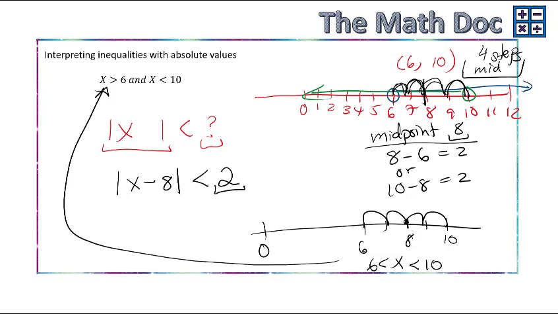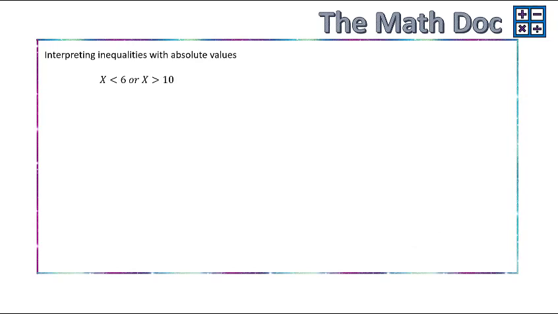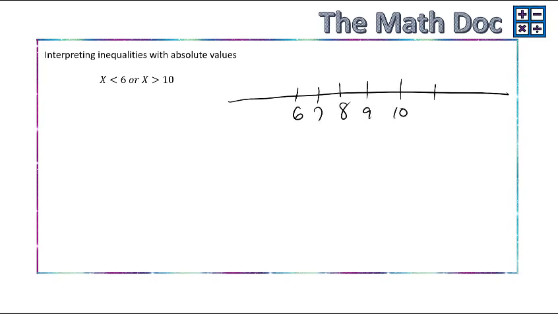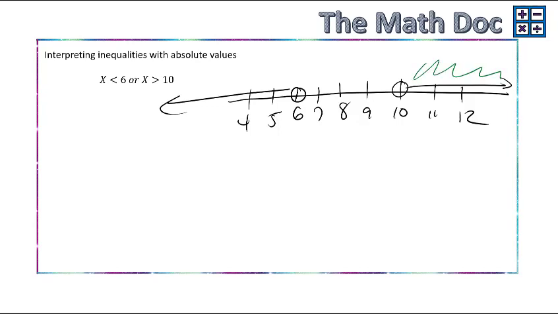Now, when we look at the opposite case, again, let's look at it on the number line. We'll start at 6, 7, 8, 9, 10, and we'll take a few extra numbers from both sides here. And we have x is less than 6, right? Or x is larger than 10. So we're actually looking at these two intervals, right? We're looking at the interval negative infinity to 6 or the interval 10 to positive infinity.